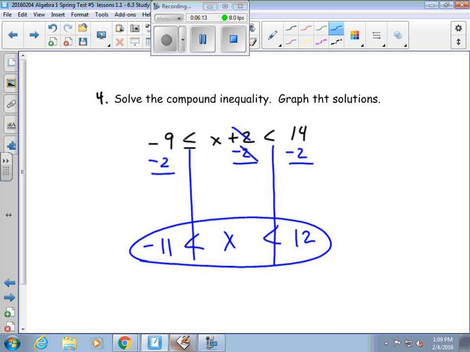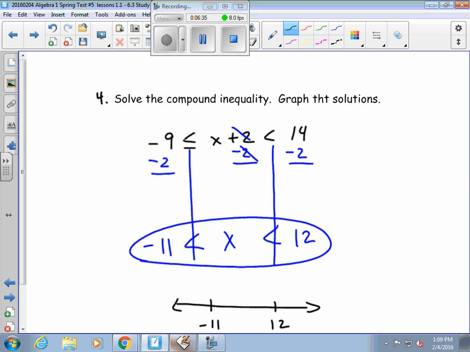It tells you also to graph the solution. So when you're graphing an inequality, if you need to draw your own number line, just include the numbers that are relevant. In this case, negative 11 and 12. Because there's always an infinite amount of space between the two. Just make sure you have them on the correct side. You don't want 12 on the left side of negative 11.